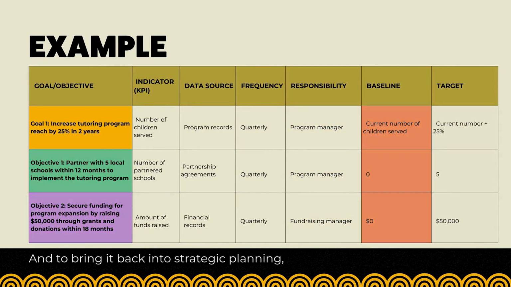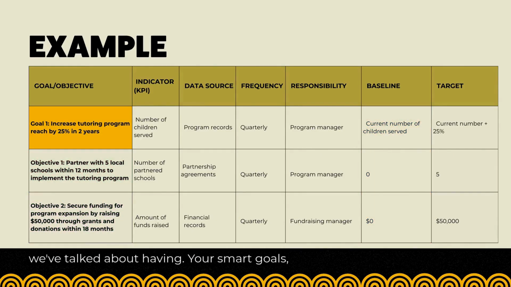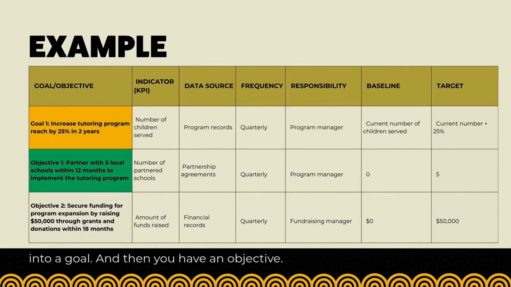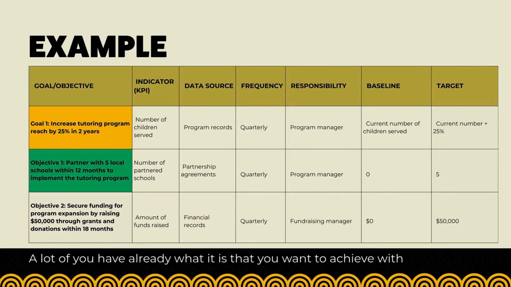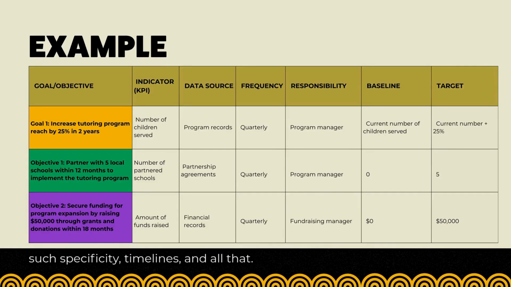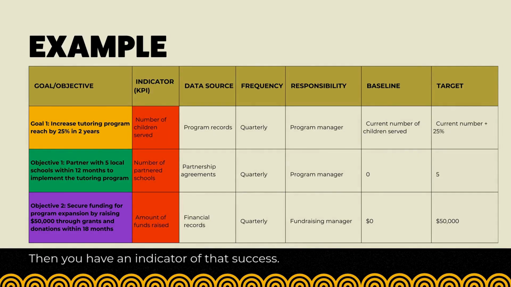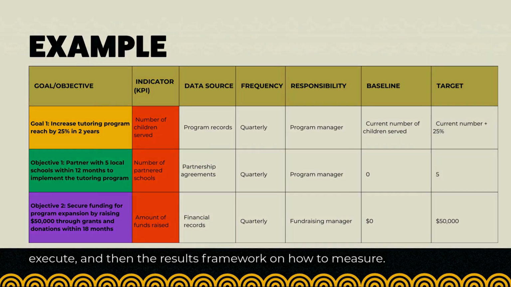And to bring it back into strategic planning, we've talked about having your SMART goals, your SMART priority areas that you want to work on. After your SWOT analysis, after your PESTLE analysis, you've decided this is what you want to work on. So you form that into a priority area, into a goal, and then you have an objective. What is it that you want to achieve? A lot of you have already defined what you want to achieve with such specificity, timelines, and all that. Then you have an indicator of that success. And then this all fits into that. So you have a work plan on how to execute, and then the results framework on how to measure.